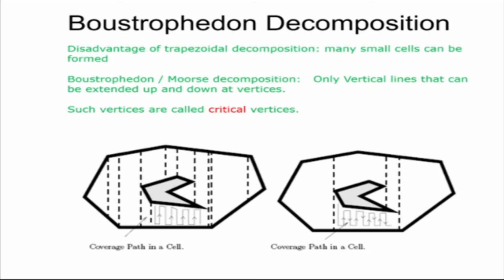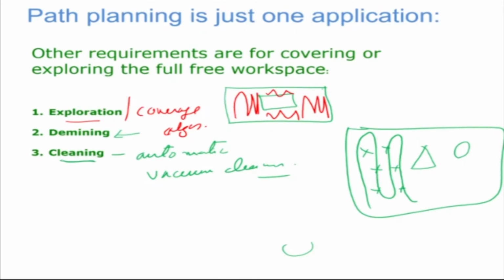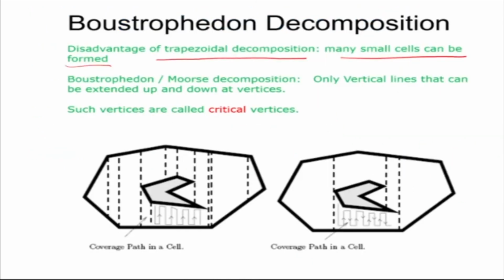The disadvantage of this trapezoidal decomposition is that too many small cells are formed. Whenever we looked at this trapezoidal cell decomposition, we saw, let's go back to this figure, that there are so many cells being formed here. If you start cleaning one cell here, there are too many cells, and it gets a little confusing. So if you want to simplify it, only vertical lines that can be extended up or down from the vertices are considered. Such vertical lines are called critical verticals.